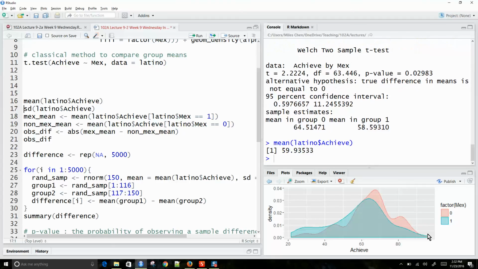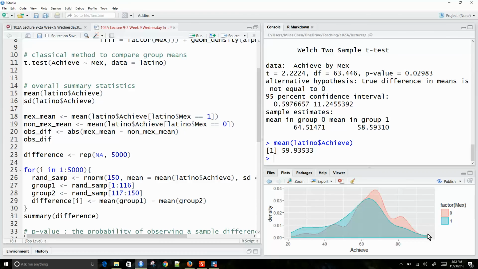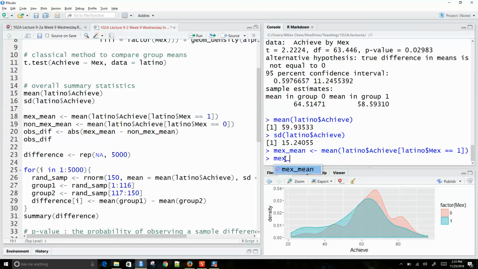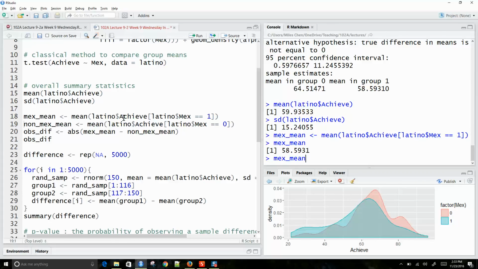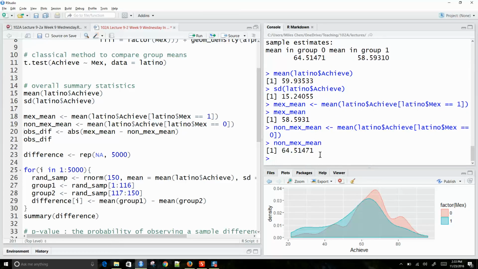Okay, so these are our overall summary statistics for our Latino data set. Overall educational achievement has a mean of 59.9 and a standard deviation of 15.24. We're going to use these to generate our data points using R's built-in random normal generator. And just so we have a mean value for those coming from Mexico, that's 58.59. The mean for those not from Mexico is 64.5.